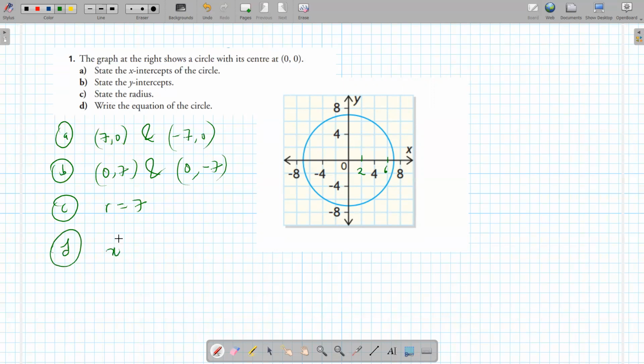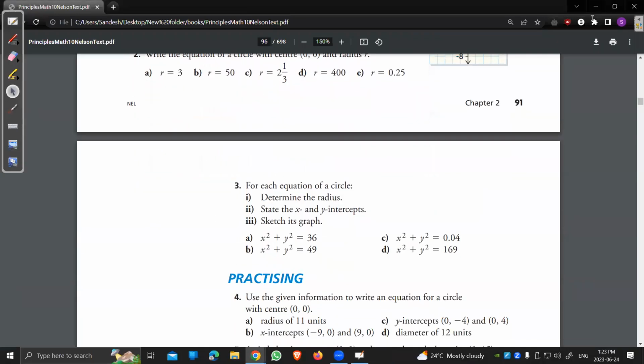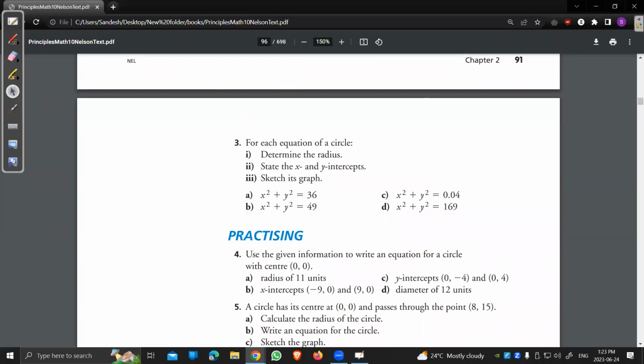D, write the equation. What is it going to be? X squared plus y squared equals what? It's going to be a number here. 7 squared. Yeah, 7 squared. 49, and we are done with this question. Easy. Most of these are pretty easy. Like, look at this. The radius here is 6. The radius here is 7. What's the square root of 169? Is it 13? Yeah, it is. So the radius here is 13. The radius here is 0.2, not 0.02. It's going to be 0.2.